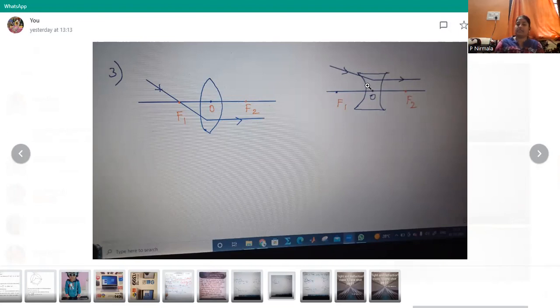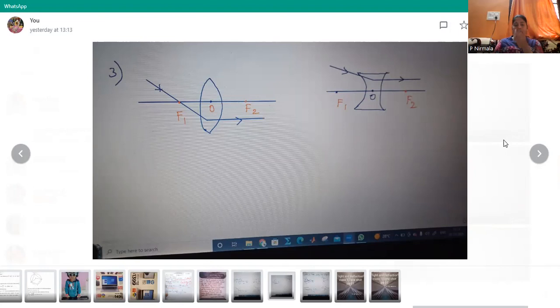Similarly in the concave lens, the ray passes through the focus point. It is incident here, on the other side that we can't see in this concave lens. Okay, so the refracted ray is parallel to the principal axis. Totally, these are the three cases we have in the lens.